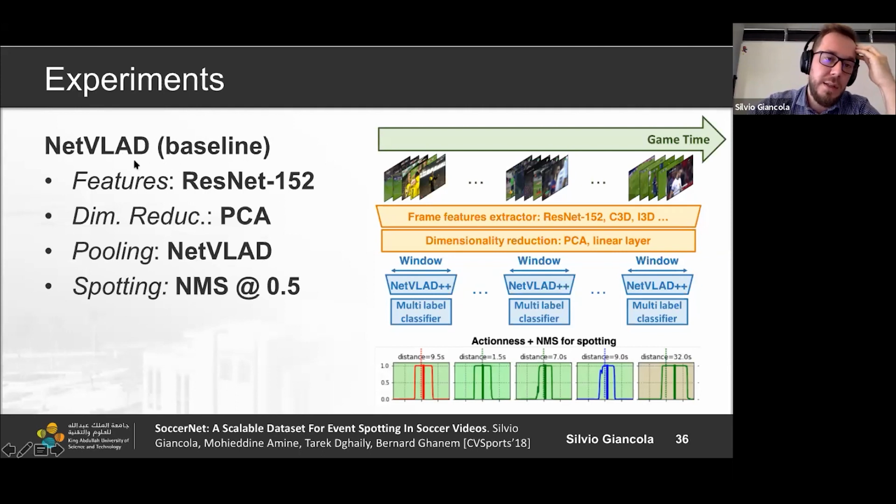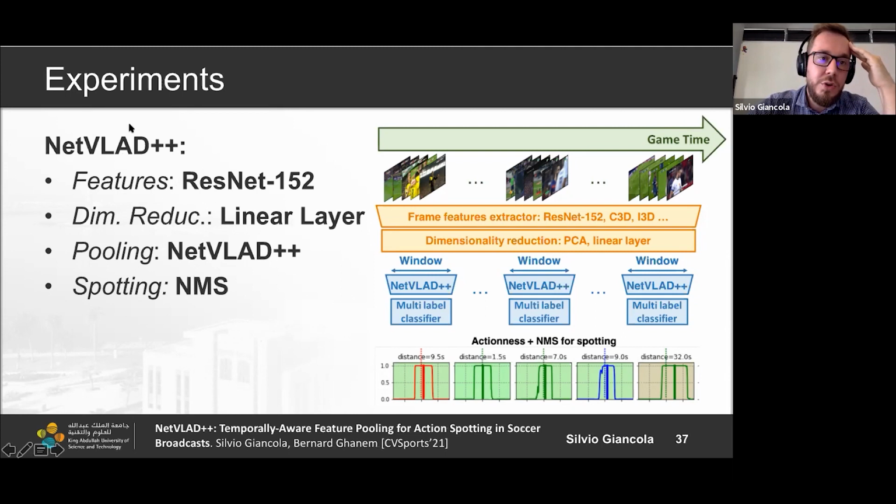Another baseline I played with is the NetVLAD, the same one again from SoccerNet: ResNet 152, PCA reduced, NetVLAD for the pooling, and again NMS at 0.5, which again is not optimal. You can fairly improve this NMS and the final performances. Now the new NetVLAD++ has this new modality of pooling. This is temporally aware, but that is not the only modification I did on that specific layer. There is, of course, the NMS that was optimized in that specific case. It's not thresholded at 0.5 anymore, which was under-reporting the performances.